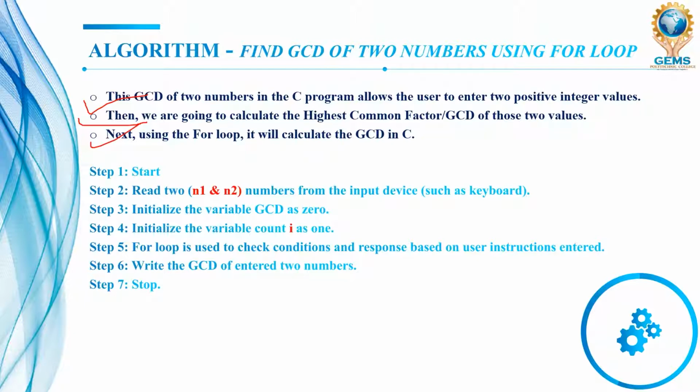nothing will change. Step 4, we are going to initialize the counter I as 1. This I we are going to use in the for loop. Then the 5th step is the important step here. We are using the concept of the for loop. This for loop is going to check the condition based on our instruction which is entered. Then 6th step, the GCD will be calculated and printed out. Then 7th, stop the program. So we have 7 steps here as an algorithm to find the GCD of two numbers using a for loop.